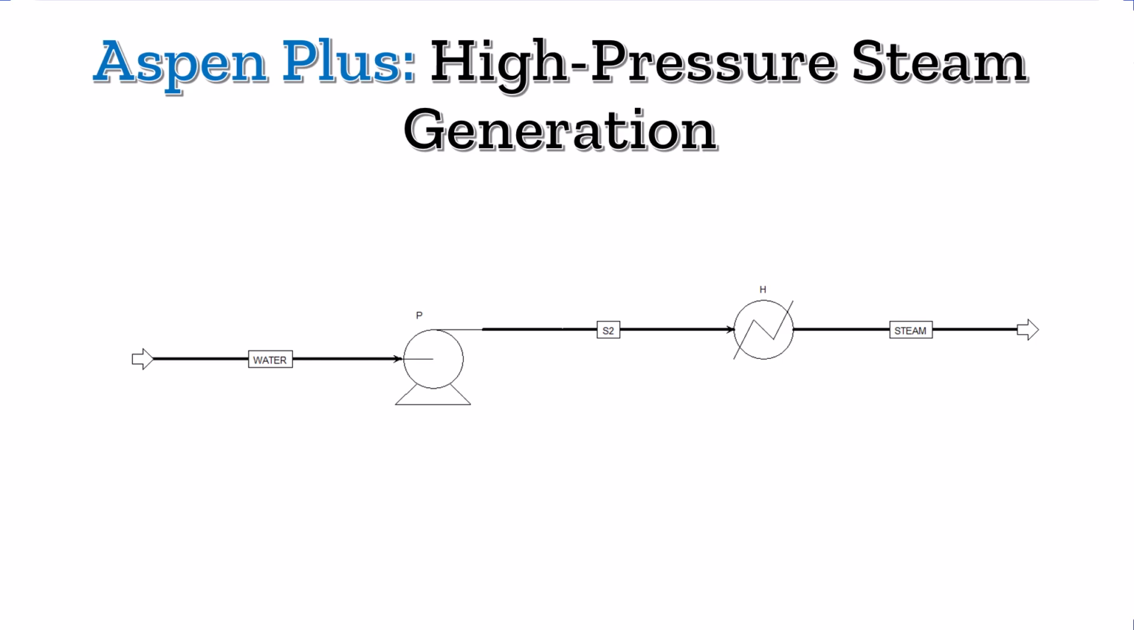Hello and welcome. In this video, I'm going to show you how to generate a simulation using Aspen Plus. First, water flows into a pump where its pressure increases. Then it moves into the boiler, and as the temperature rises, the water gradually turns into steam. Alright, let's get started with the simulation in Aspen Plus.